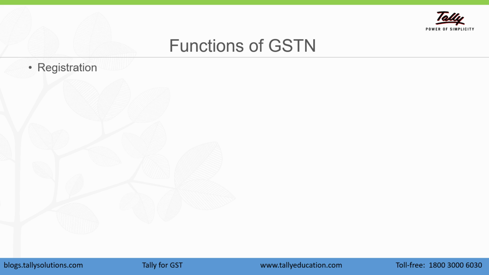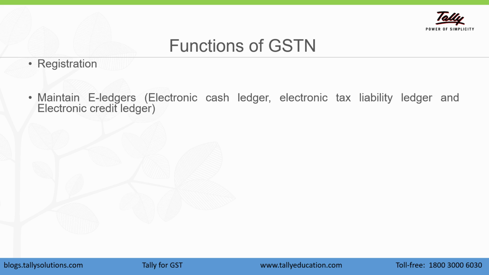GSTN will facilitate registration of dealers under GST and related services, including new enrollments and transition of existing taxpayers. GSTN will store the e-ledgers of all taxpayers, that is, the electronic cash ledger, electronic tax liability ledger, and electronic credit ledger. The electronic cash ledger is the ledger where all payments by a taxpayer on account of tax, interest, etc. will be credited. All amounts payable by the taxpayer shall be debited to the electronic tax liability ledger, and input tax credit will be credited to the electronic credit ledger.